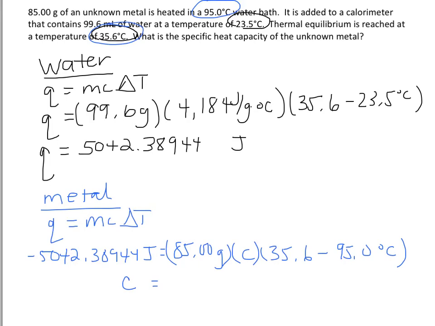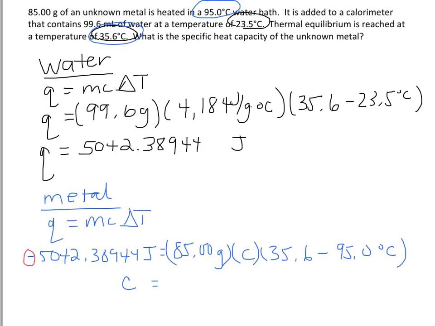And so I took the number 5,042 and I put that in for Q in my metal equation. Now I did make it negative because we're talking about heat that is released by the metal. And then I filled in the mass and the delta T. We're solving for C, the specific heat capacity of the unknown metal.